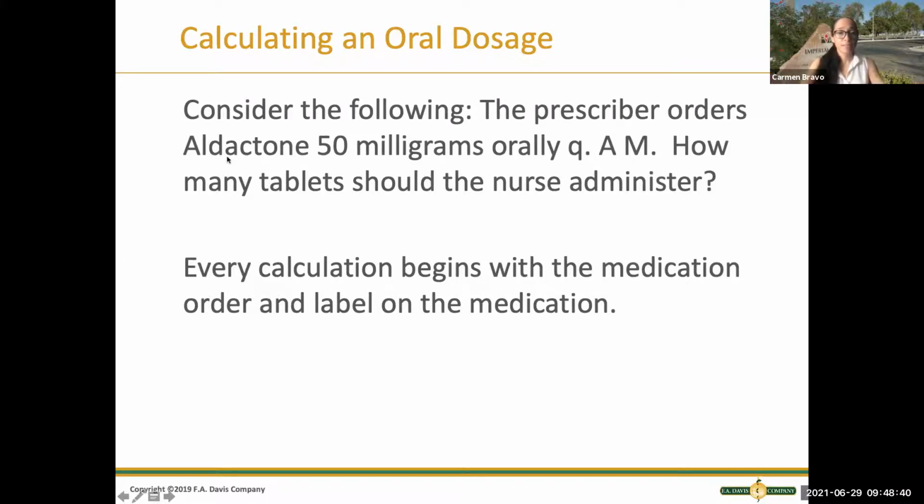And the same thing when we are calculating an oral medication and the dosage, we have to consider what is being ordered, the route. The route in this case will be oral. And then the frequency. The frequency, for those of you that haven't taken medical terminology, means every morning. So the prescriber orders Aldactone, a blood pressure medication, 50 milligrams orally every morning, and it's asking how many tablets the nurse should administer. So every single calculation will begin like that, with the doctor's order and what is on the label.